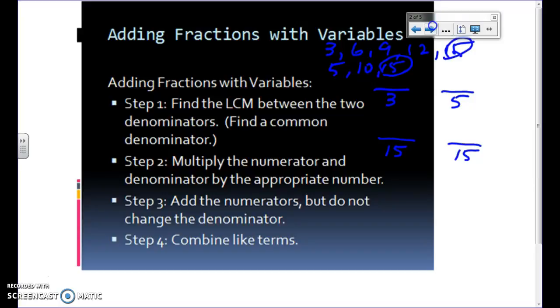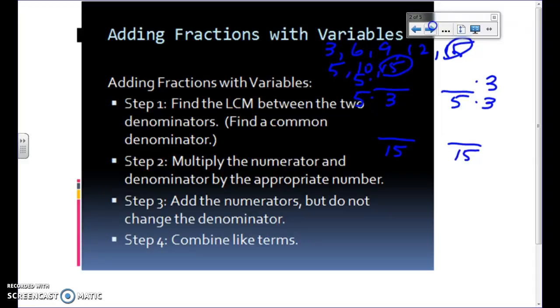Okay, so find the least common multiple for the denominator. We also call that the common denominator. Now, whatever I multiply the bottom of the fraction by to get to 15, which is 5 in this case, I would multiply the top by the same number. Or in this case, when I'm going from a 5 to a 15, I would multiply that 5 by a 3 to get to 15. I would multiply the top as well.